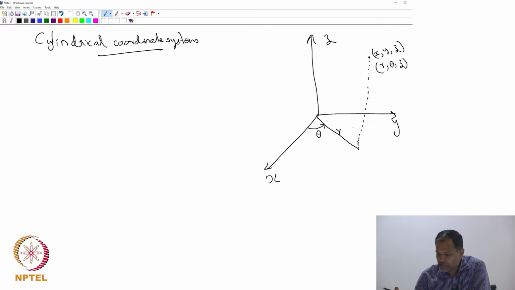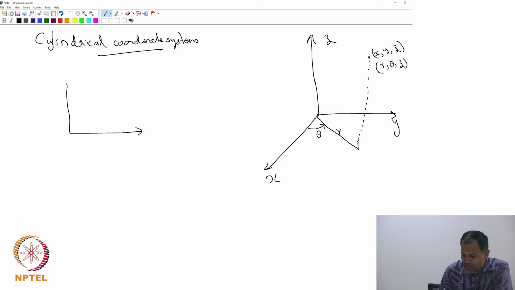That's clear? Since z is not changing, we can do all the analysis by looking at the xy plane. So we'll just draw the xy plane, that's our x, that's our y. Any point that was described using x, y, we are going to change into the r, theta coordinate system. So that's our r now, and that's our theta now.